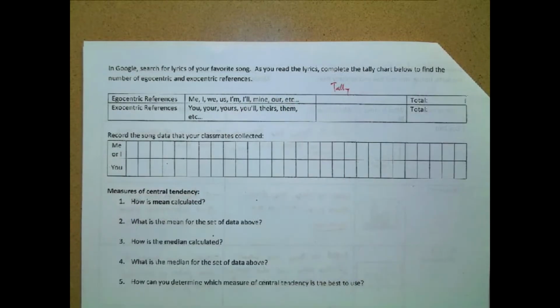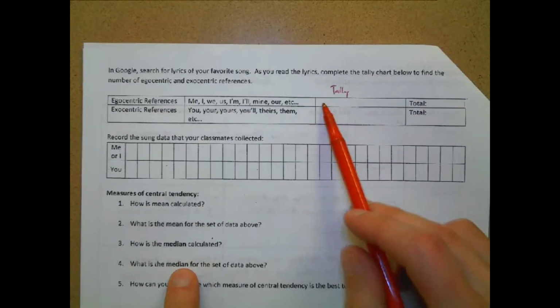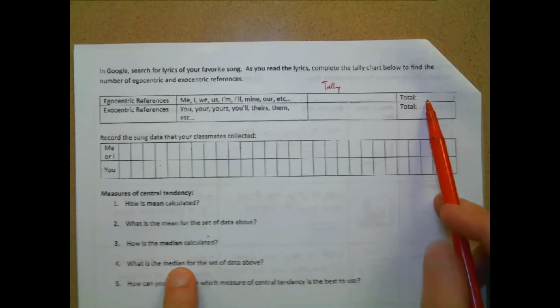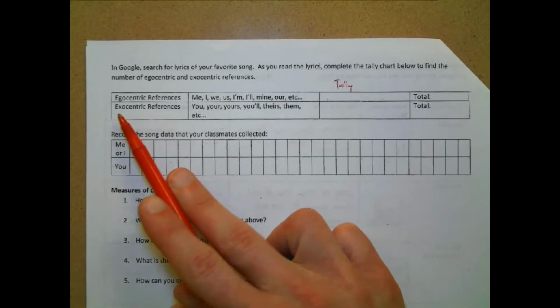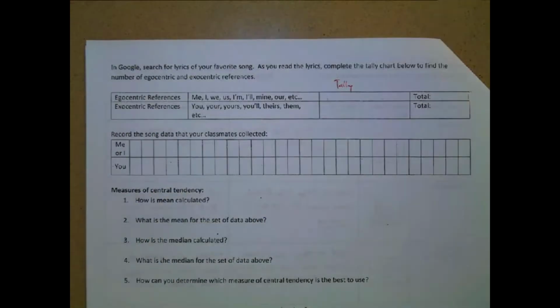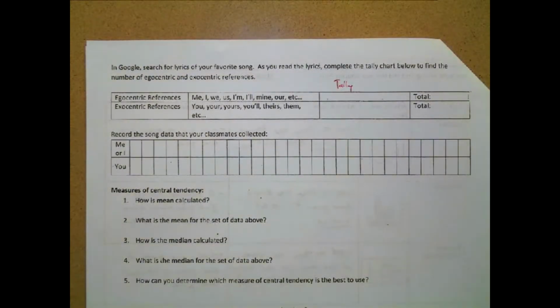So when you look up your lyrics, I want you to first go through them and count how many times you see a word like me, I, we, us, I'm, I'll, mine, our, etc. Anything that would include the singer in that word. Tally that up and then give me the total right here. And then for exocentric, I want you to count the number of you, your, so a group or person outside the singer. You, your, yours, you'll, theirs, them, that kind of thing. Tally that up and put it to the total.